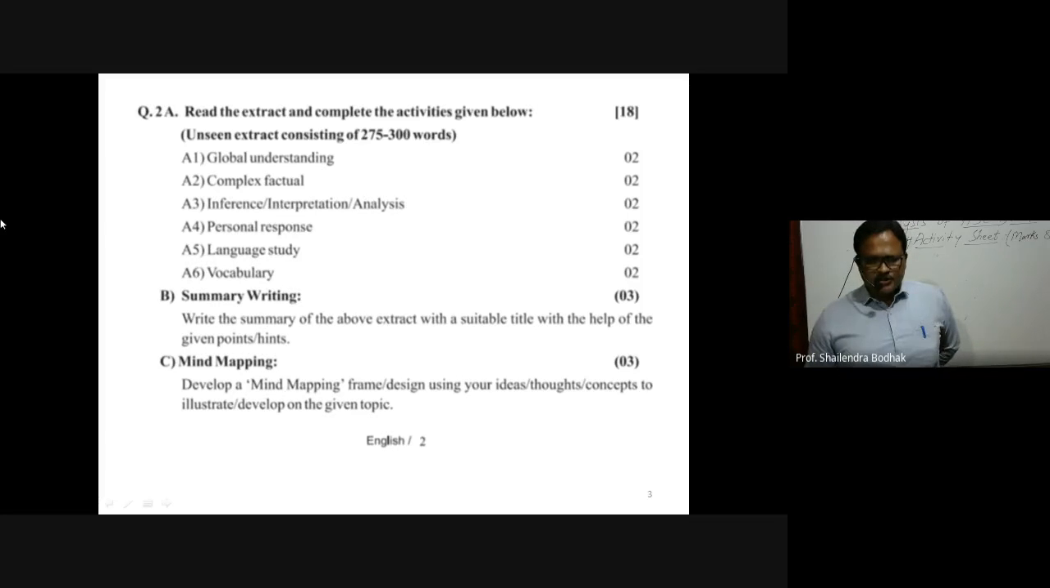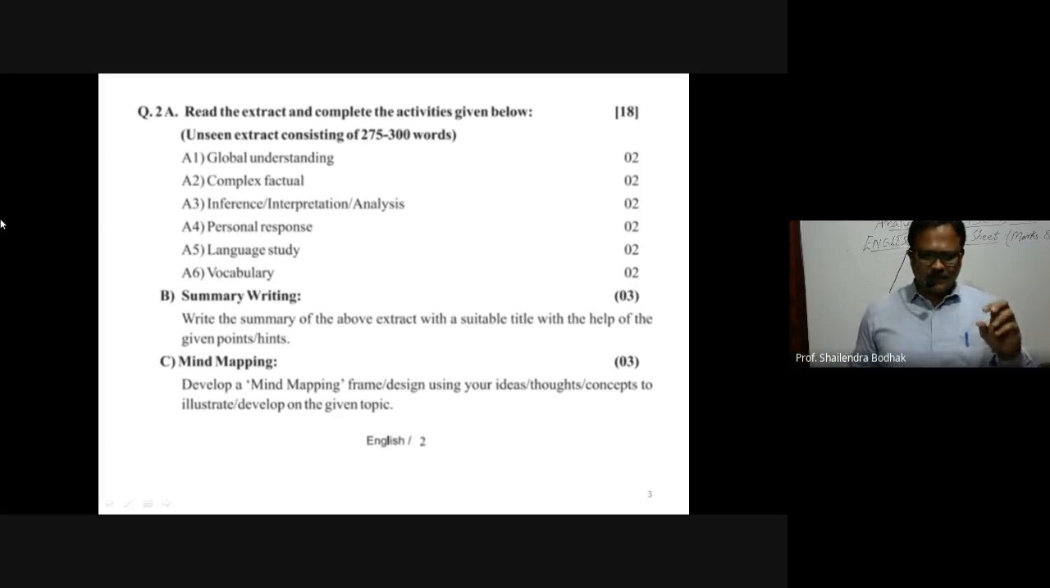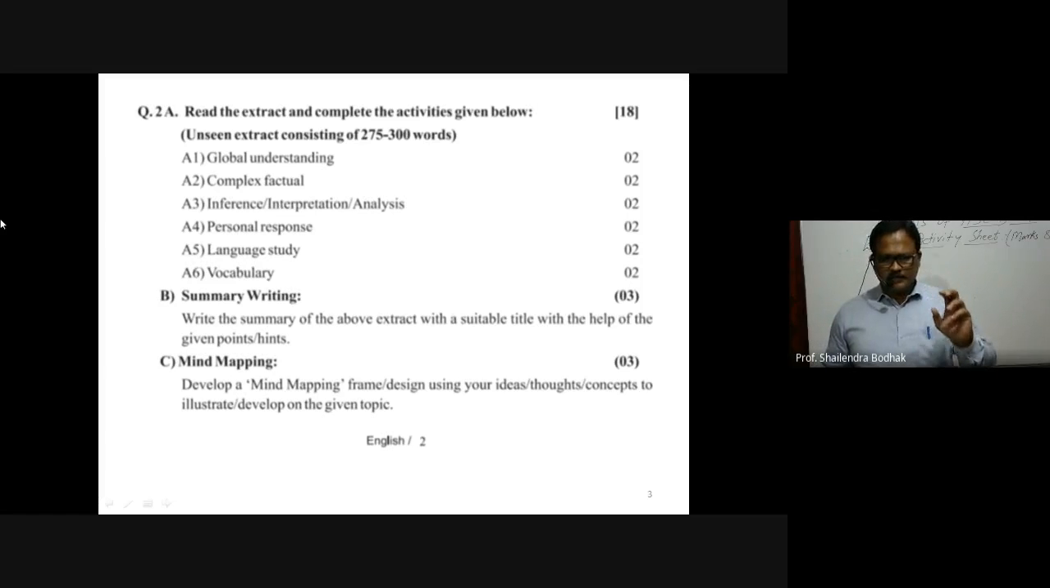Okay. Now they may ask you, write a summary of the above extract with a suitable title with the help of given points and hints. Okay. Now they will give you the passage, and with the help of the passage you have to summarize it and they will also give you points. So with the help of the points, you have to write a summary. So covering all points means your summary should cover all the important points given in that particular extract.